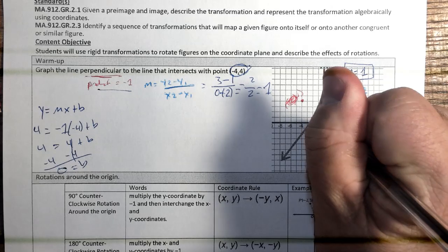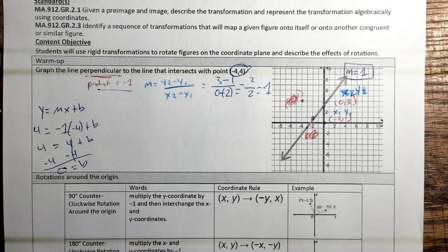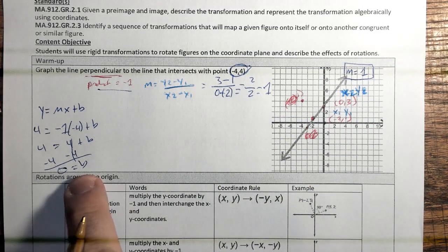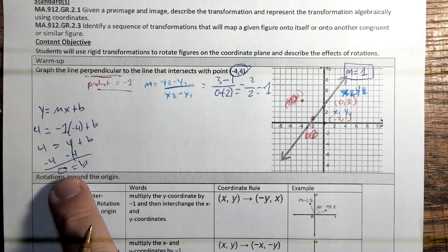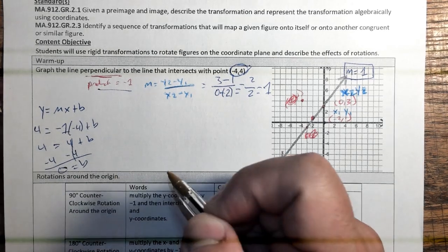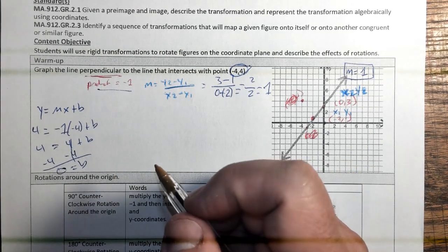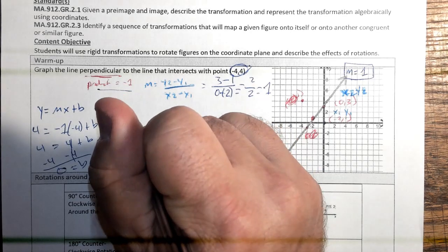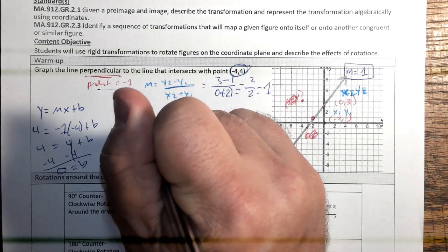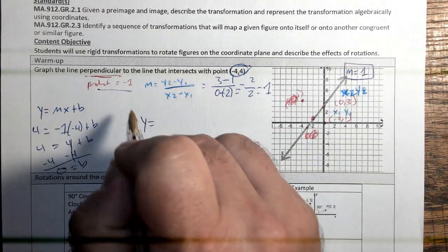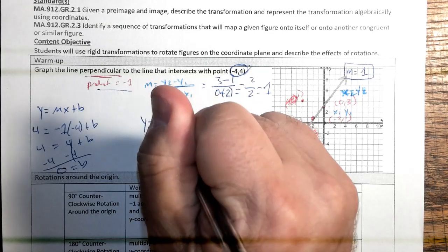So b is 0. Our y-intercept for this line is 0. So now let's put it together: we have y equals, our m was -1.